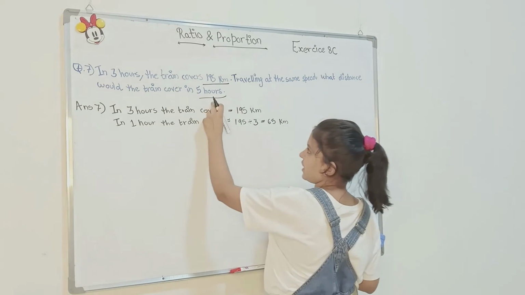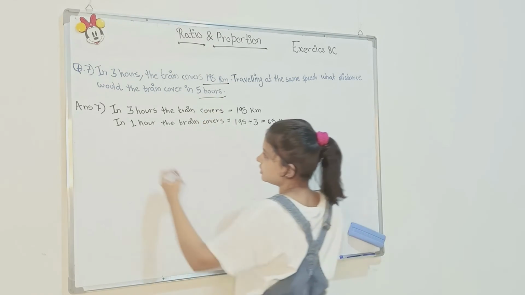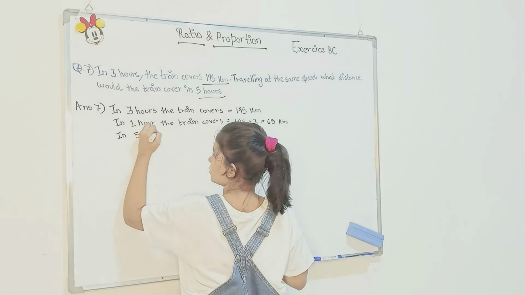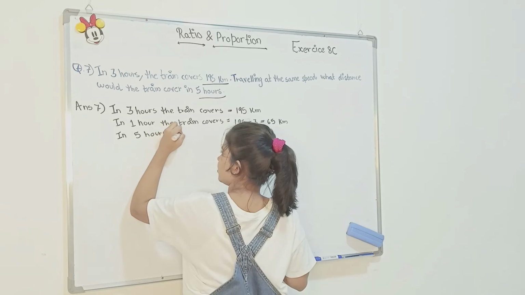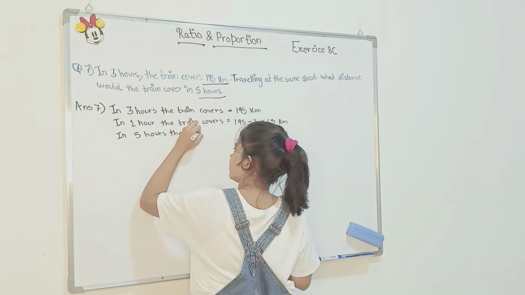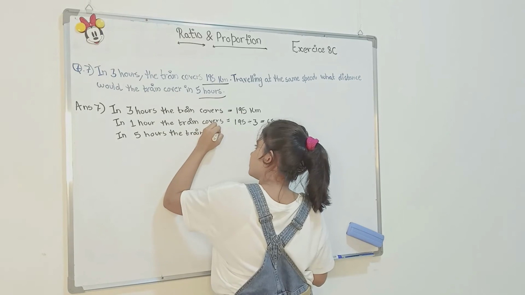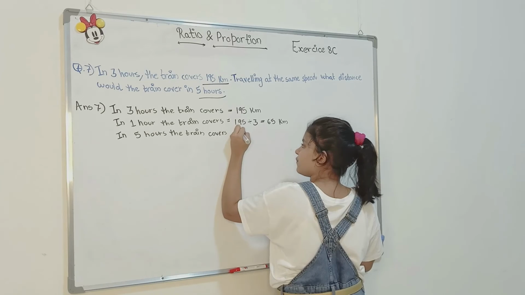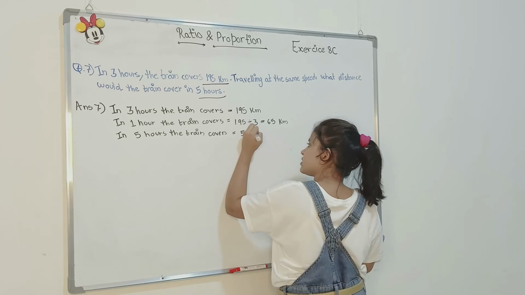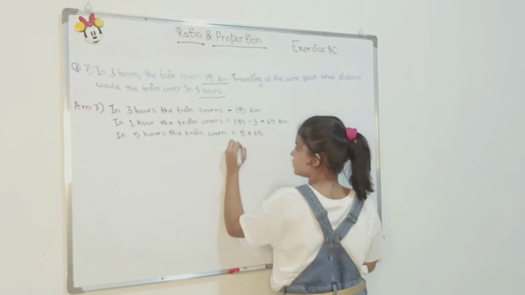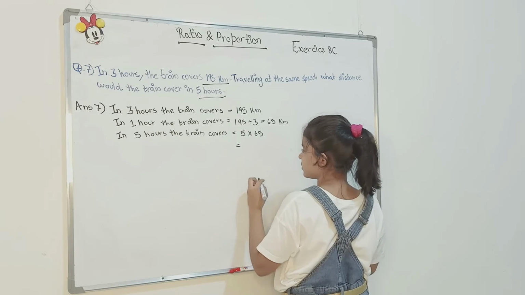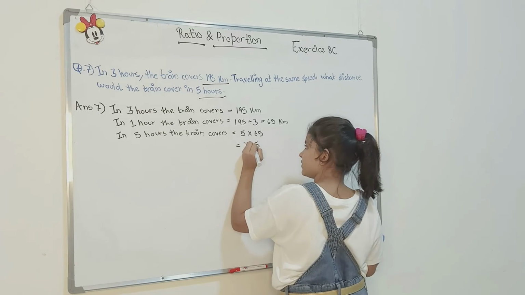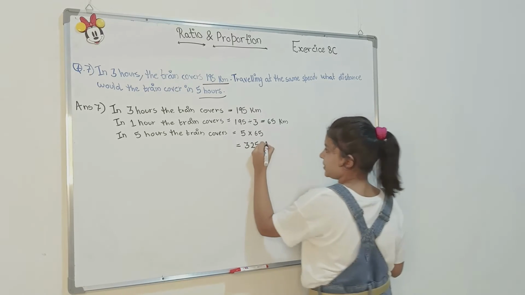Then now we have to find for 5 hours. So then in 5 hours, the train covers is equal to, now 5 into 65 is equal to 325 kilometers.